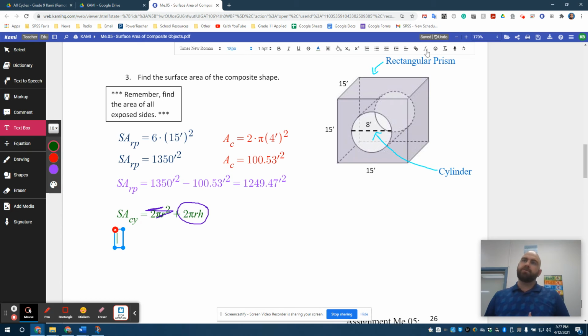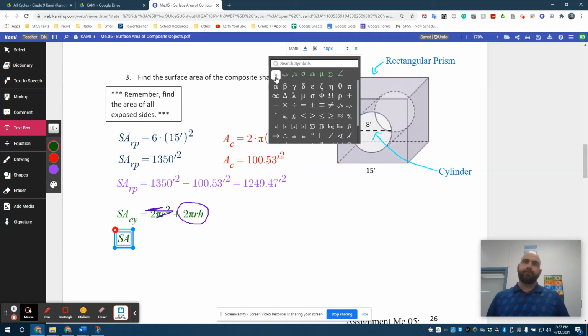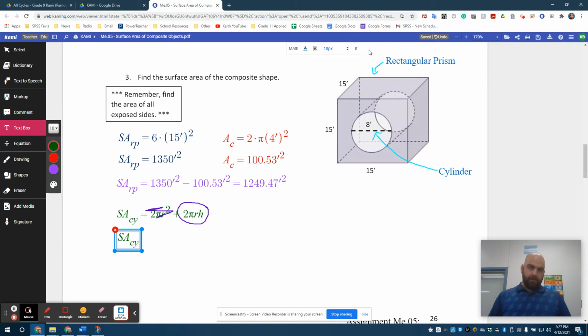So when we put this into our equation, the surface area of our cylinder is equal to 2 times pi times the radius, 4 feet, times the length or height of this cylinder. You notice it goes all the way through, so it's this entire length, so it's 15 feet.